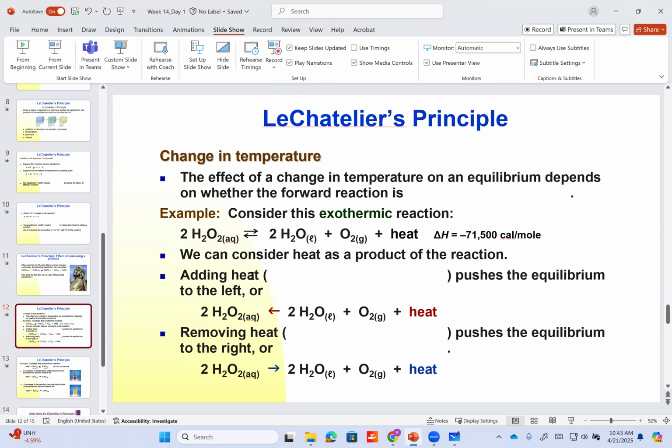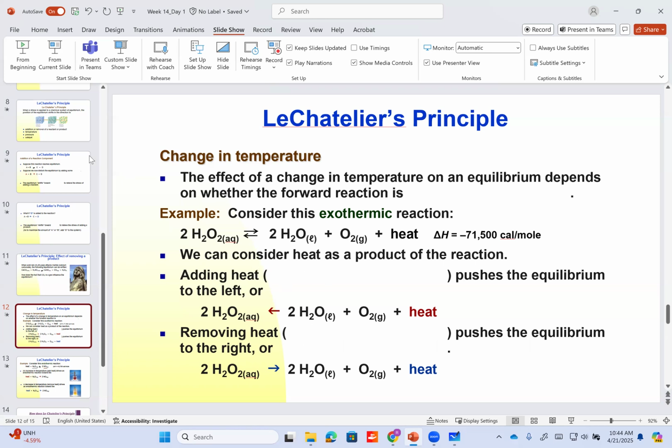So remember, adding heat is the same as increasing the temperature. So if we increase the temperature, I'm increasing the heat, so think about this as adding more product, meaning that more reactants are going to form, or it pushes the equilibrium to the left, or more reactants are formed to establish equilibrium.